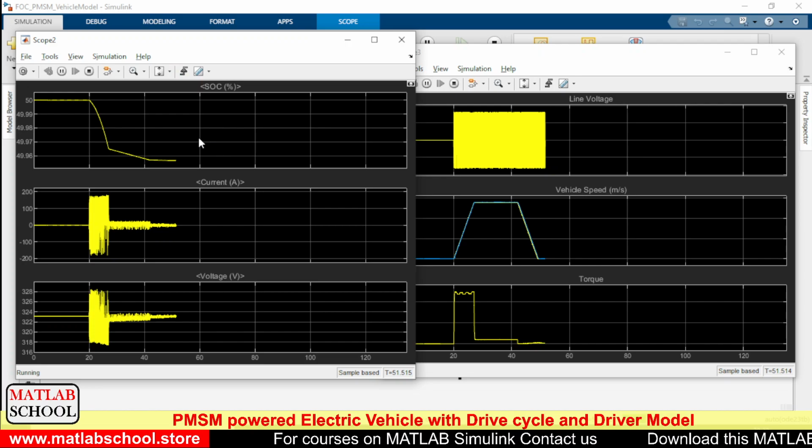So this is the SOC. As you can see, when the vehicle reaches a steady state, or when the vehicle speed reaches zero, you can see the SOC remaining constant. And here the braking will be applied.